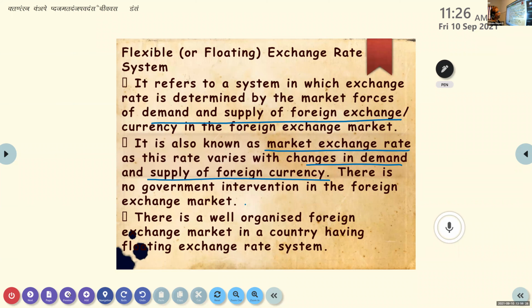Neha, ma'am, managed floating exchange rate and flexible exchange rate, fixed exchange rate. Then another version, managed exchange rate. What do you mean by fixed exchange rate, Tomlin?